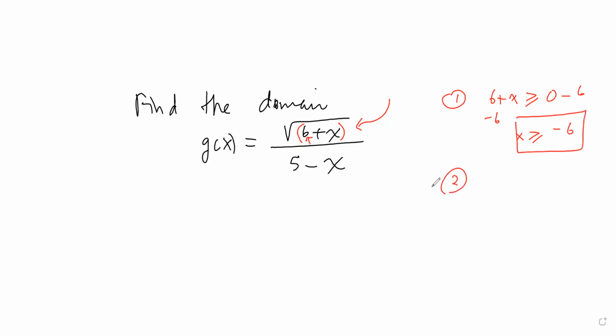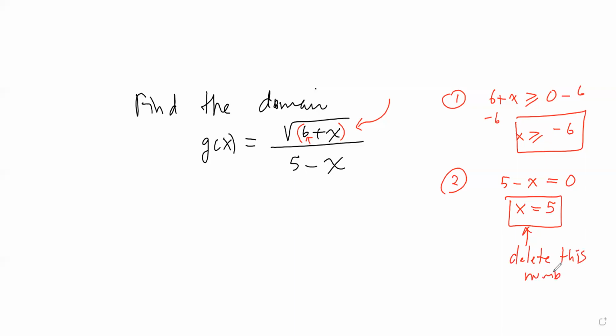And then because of a fraction, the denominator should not be 0, right? So pretend the denominator is 0, we can find what makes the denominator 0. So set the denominator to 0, and x will equal 5. So this number is making the denominator 0. So we don't want this, right? We don't want that number. So we're going to delete that number.